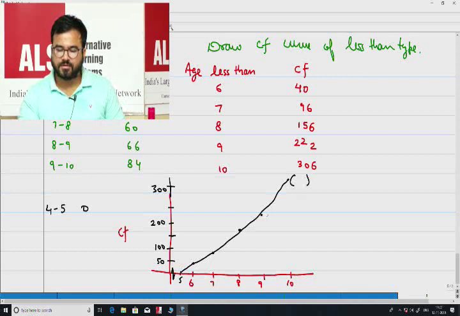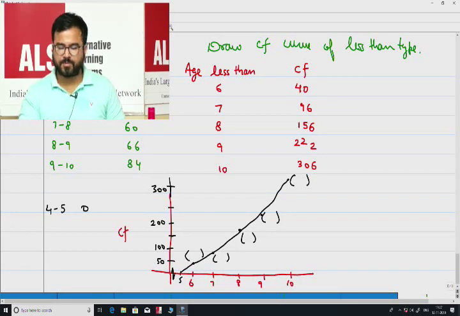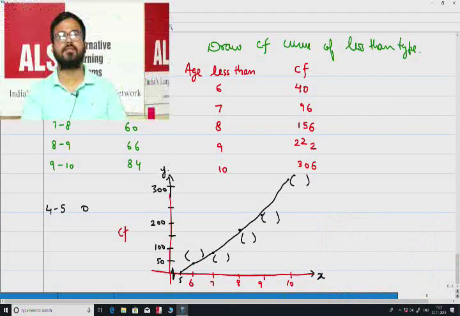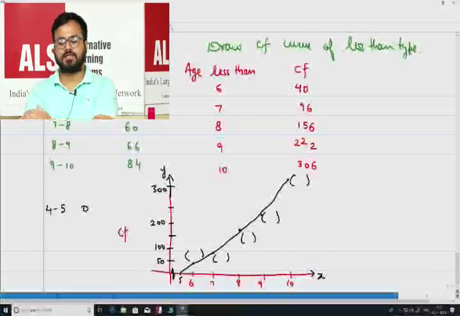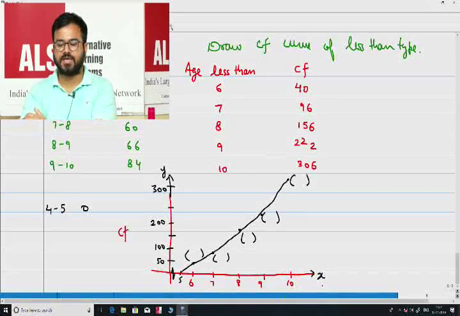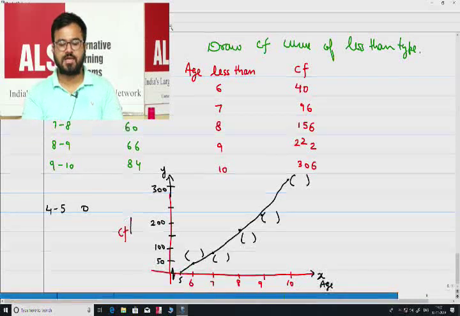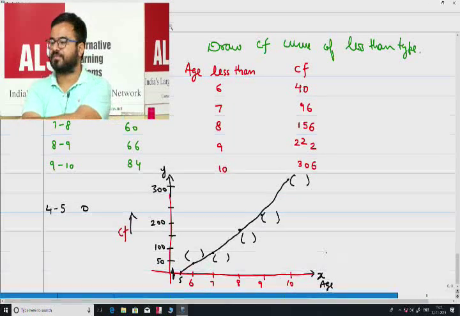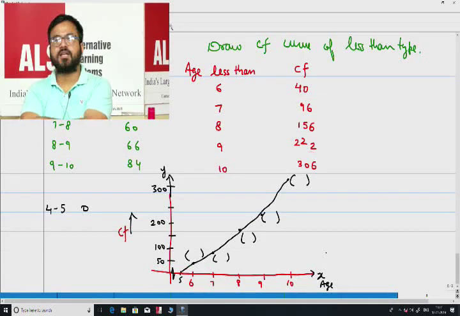And then plot the coordinate points also, write the coordinates, and make sure that the graph is a labeled one. What are the values of the x-axis and y-axis? You have to write them over here, like age on the x-axis, CF on the y-axis, and the graph title, everything. So is it clear till now?